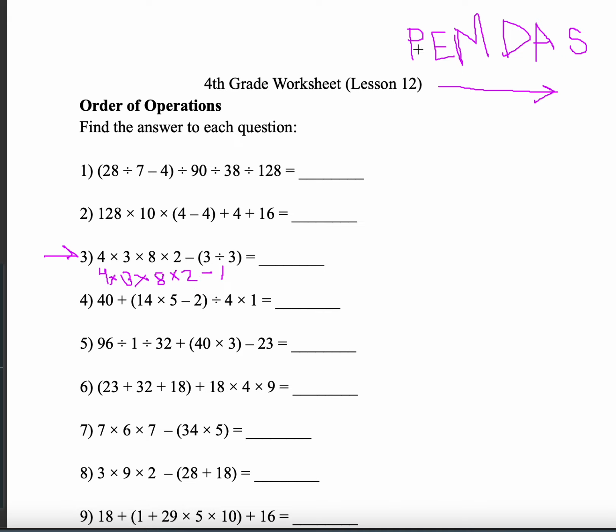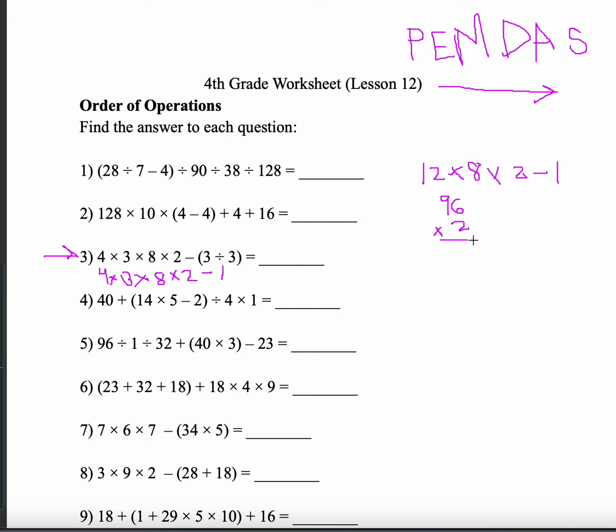Now if we look at our PEMDAS, we have parentheses. We did that. We have no exponents. So the next thing to do would be multiplication. So 4 times 3, that's 12. So we're going to write 12 times 8 times 2 minus 1. Now, what is 12 times 8? Well, 12 times 8 is 96. And if we don't know what 96 times 2 is, we can always multiply it.